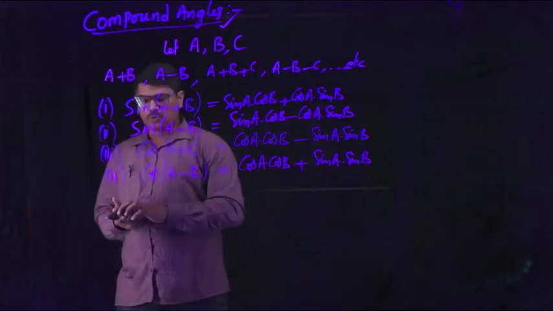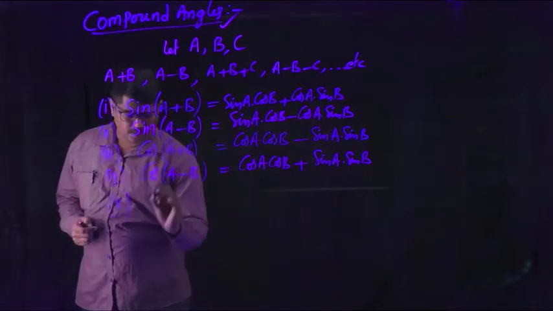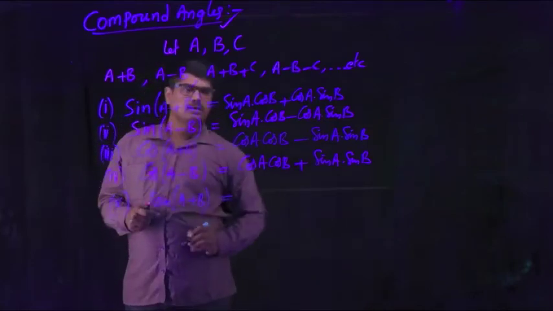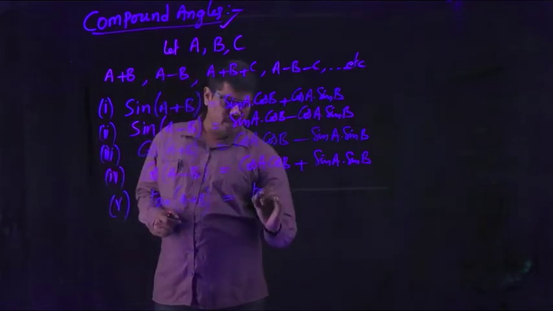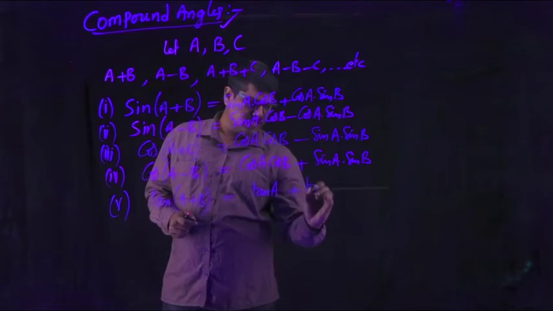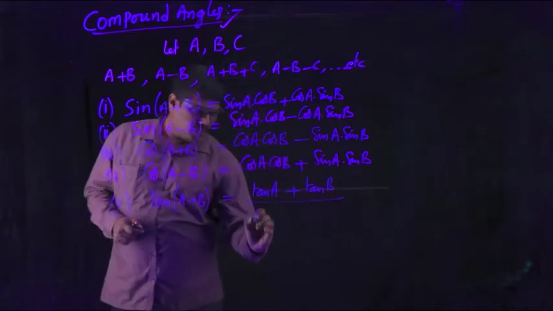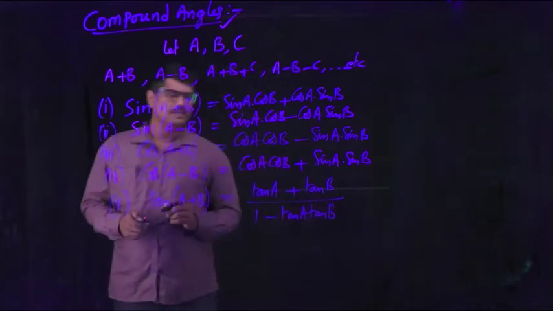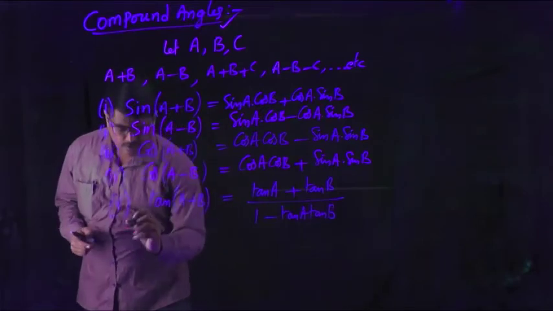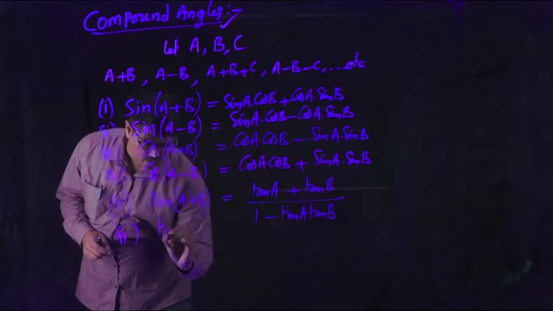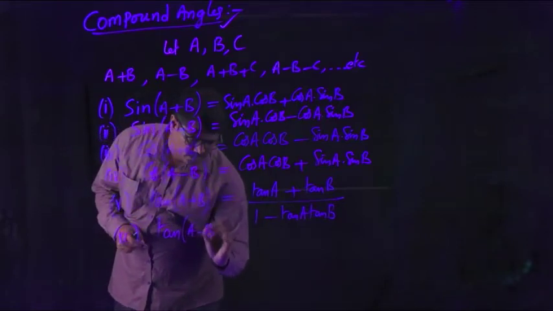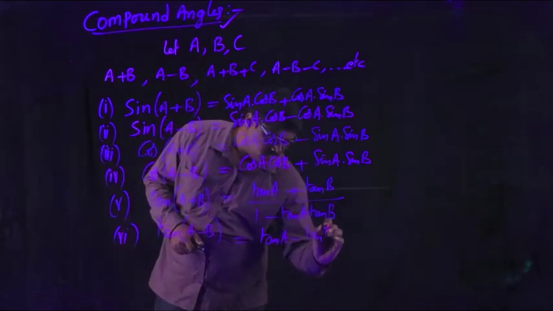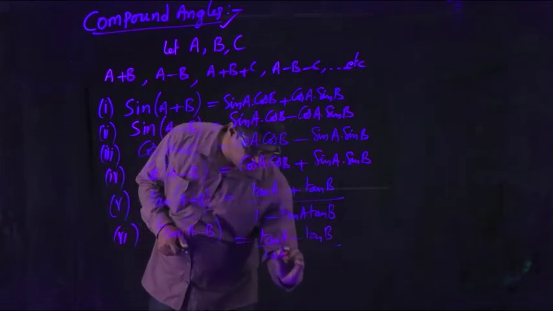Let me explain the next one, which is tan of A plus B. The tan of A plus B formula is tan A plus tan B divided by 1 minus tan A tan B. This is the formula of tan of A plus B. Now let us write its negative format, tan of A minus B, which has the formula tan A minus tan B divided by 1 plus tan A tan B.